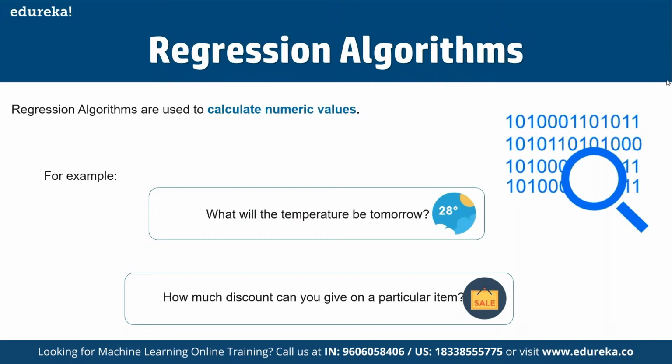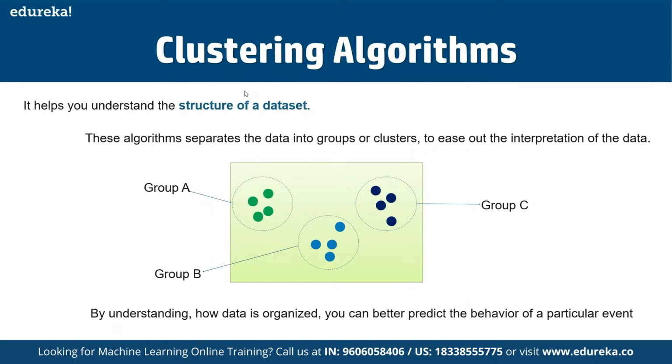And then we have clustering algorithms. Clustering is not a part of supervised learning; it is a part of unsupervised learning. It helps us understand the structure of a data set. These algorithms separate the data into groups or clusters to ease the interpretation of the given data. Let's say here we have group A, group B, and group C. By understanding how data is organized, we can better predict the behavior of a particular event. This type of problem involves assigning the input into two or more clusters based on feature similarity.